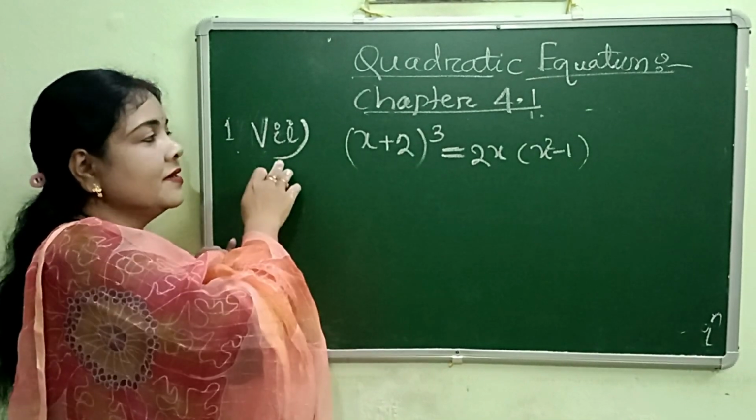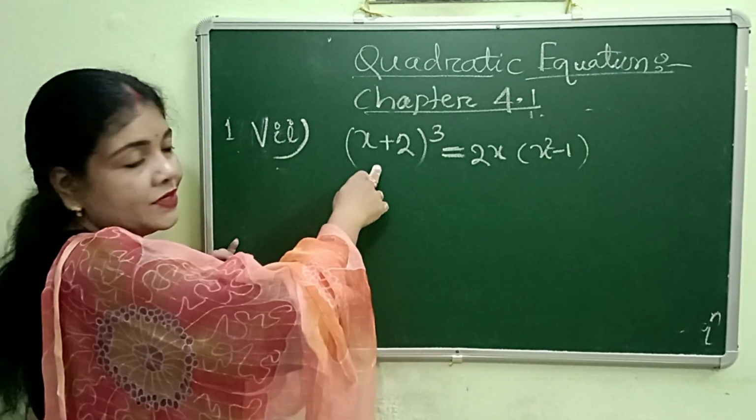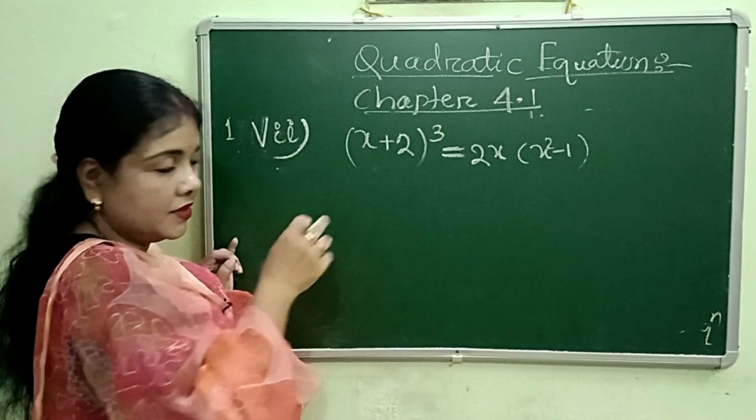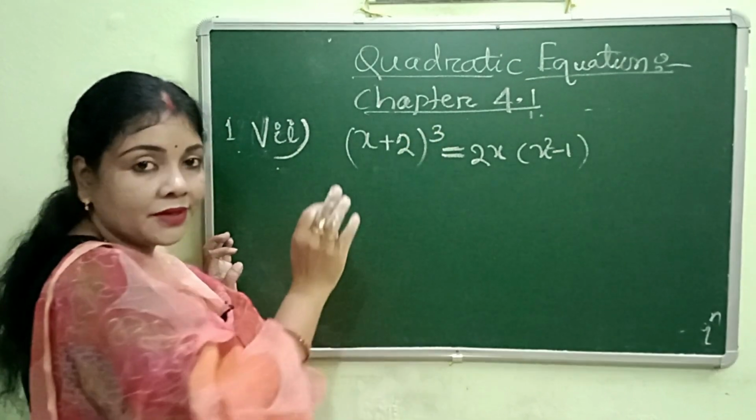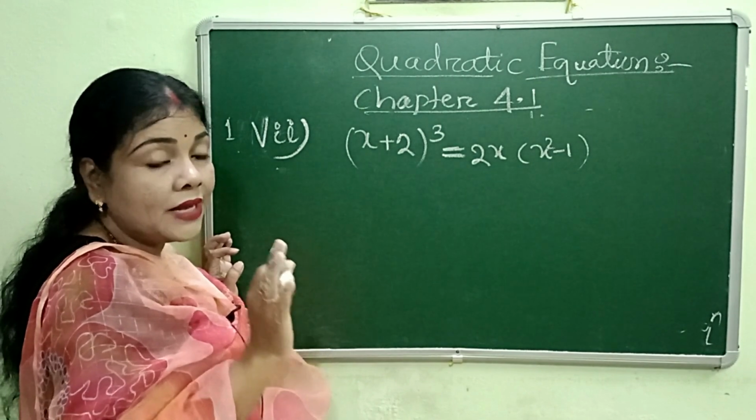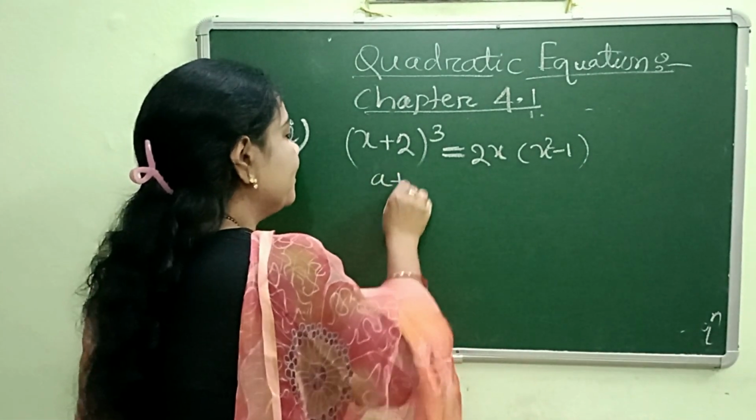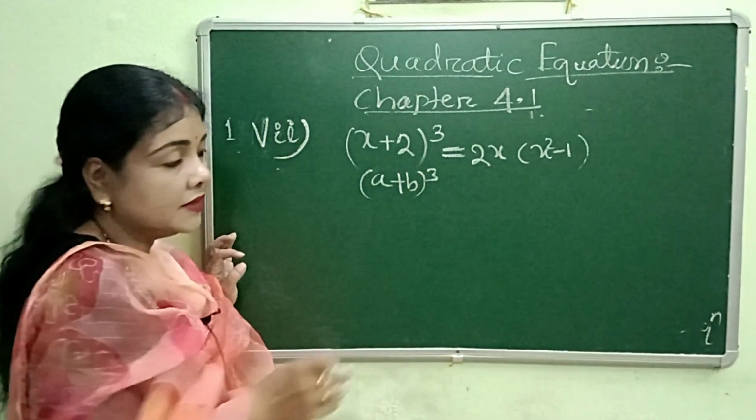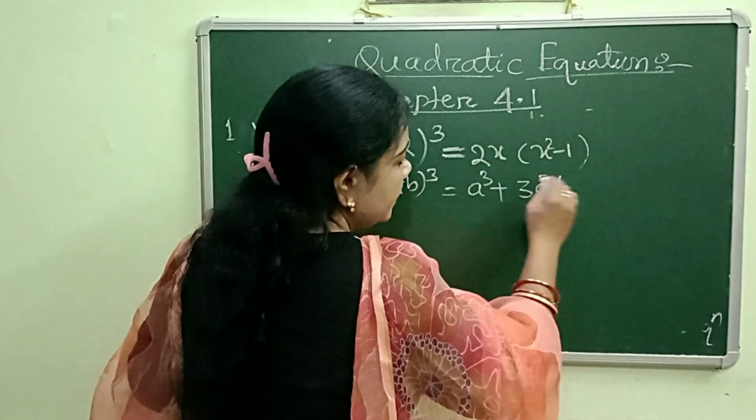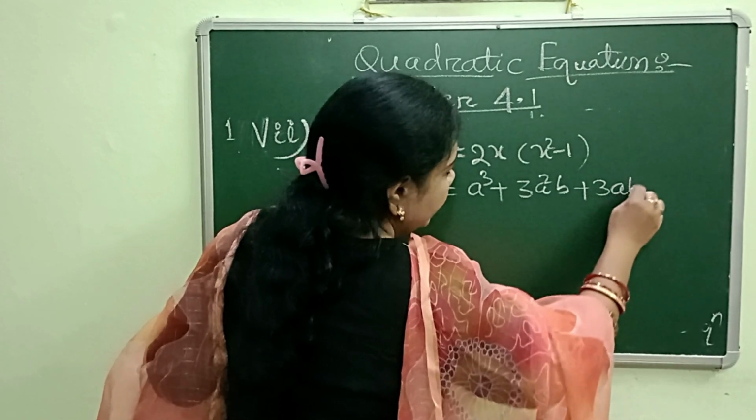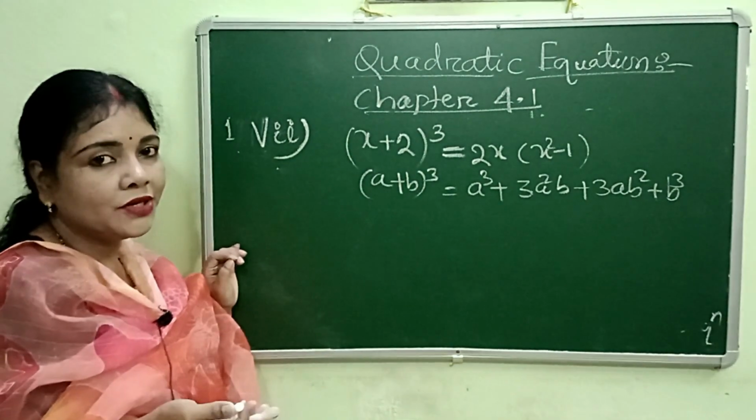Now see this question, from question number 3. The equation is given that (x plus 2) whole cube is equal to 2x into (x square minus 1). Now see, a cube term is coming, so definitely we are going to have a cubic term. So what is the formula of (a plus b) whole cube? You might have remembered, that is a cube plus 3a square b plus 3ab square plus b cube, right? You are getting a cubic term here.